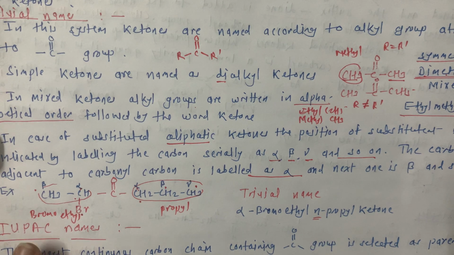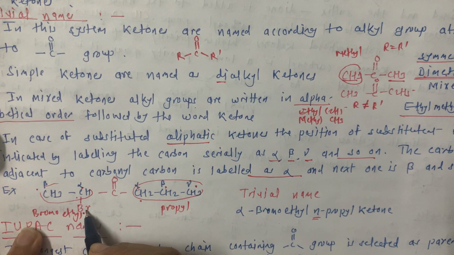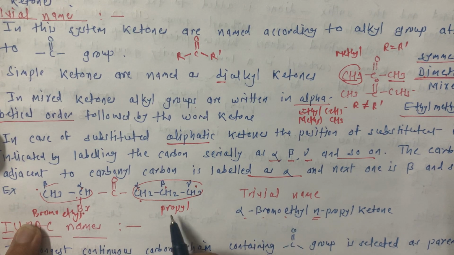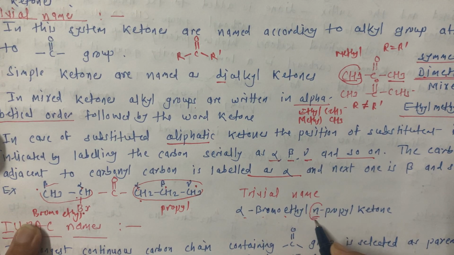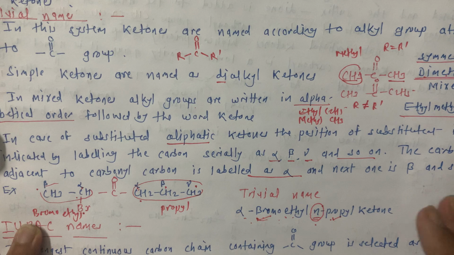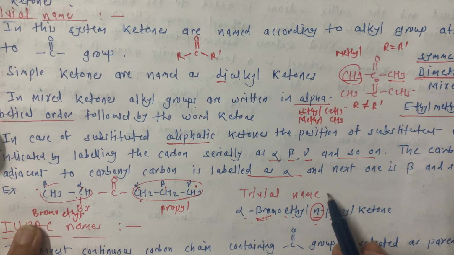See, on the alpha carbon there is bromine. So we mention here alpha bromoethyl, and now here it is the propyl. This N is a straight chain indicator. You can write it, or if you don't write, that doesn't make any difference. Now B comes first, then P. So alphabetically bromoethyl first, then propyl. So this is alpha bromoethyl N propyl ketone or alpha bromoethyl propyl ketone. Both ways it is correct. And this is the trivial name.